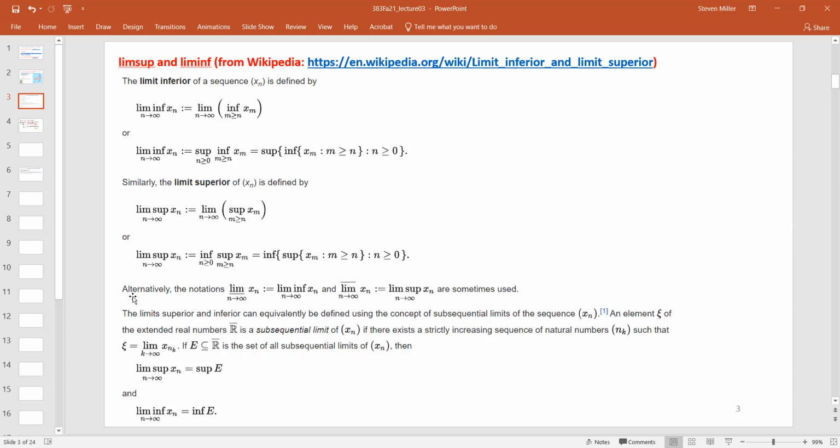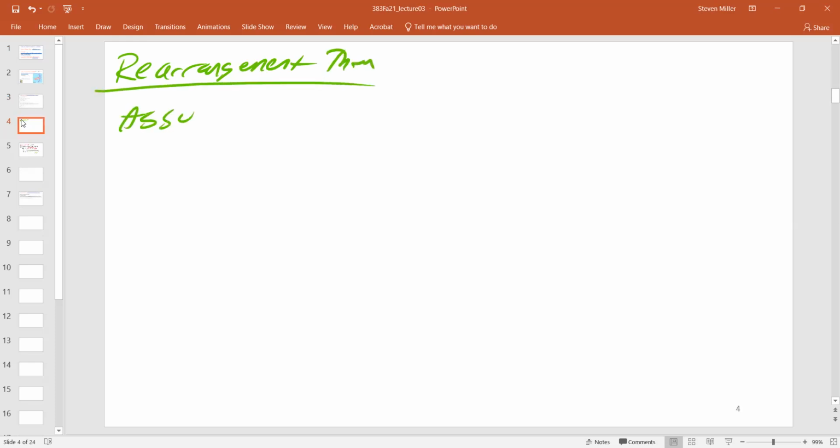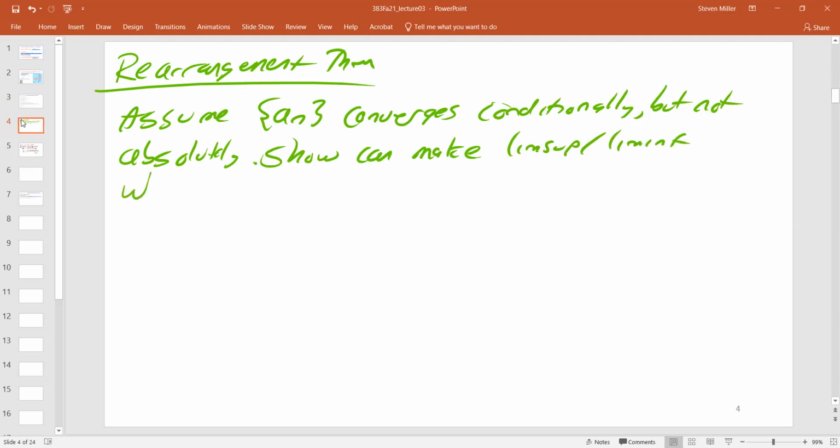Out of curiosity, how many people remember the rearrangement theorem? Only one person remembers the rearrangement, 2 people? Okay, a few. So this is one of my favorite results. The Rearrangement theorem. So assume a_n converges conditionally, but not absolutely. Then you can make the limsup, liminf, whatever you want.